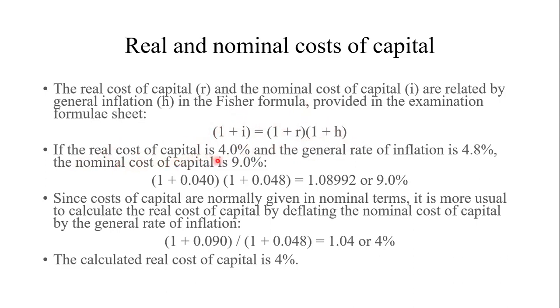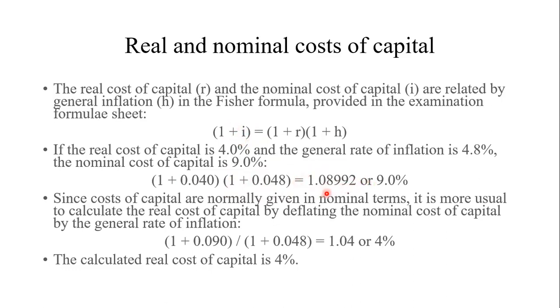If the real cost of capital is 4% and general rate of inflation is 4.8%, what would be the nominal cost of capital? So you simply have to pick this Fisher formula and then insert your various inflation figures. So here we have real cost of capital, which is the r, 1 plus r, multiplied by 1 plus general inflation, which is 4.8%, 0.048 added to the 1, and then you equate it to your nominal cost of capital.